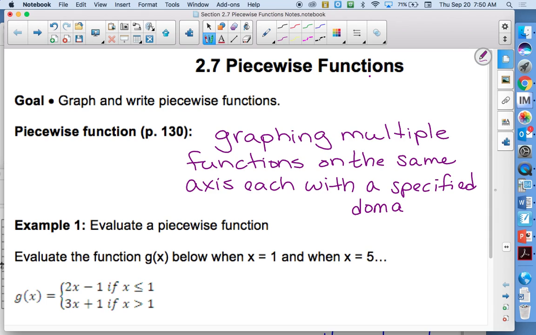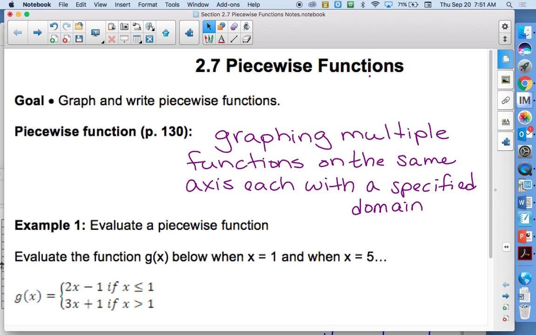Alright, so graphing multiple functions on the same axis, the same xy graph, the same coordinate grid, however you want to say that, each with a specified domain. So we've been working with domain. A domain tells you how far a graph should shift left or right. So a piecewise function is going to have a specified domain. It's going to tell you that this equation is only valid for this section of the graph.